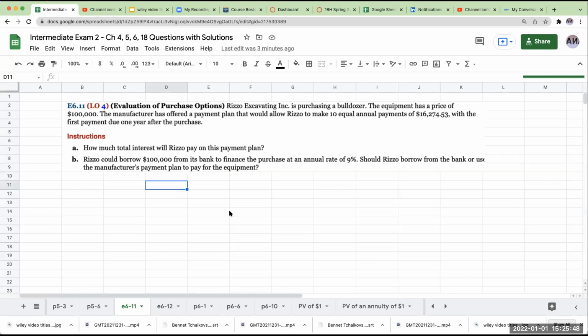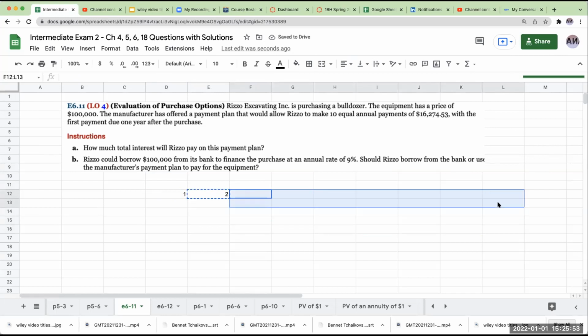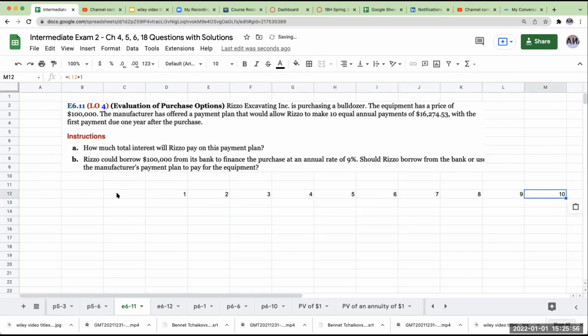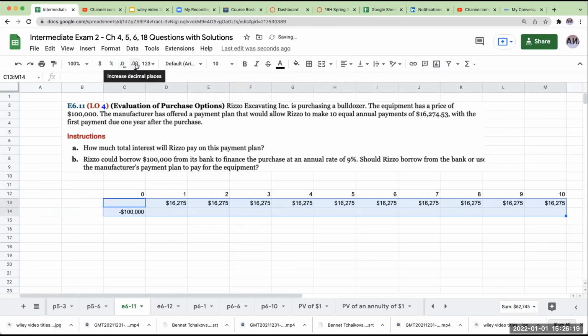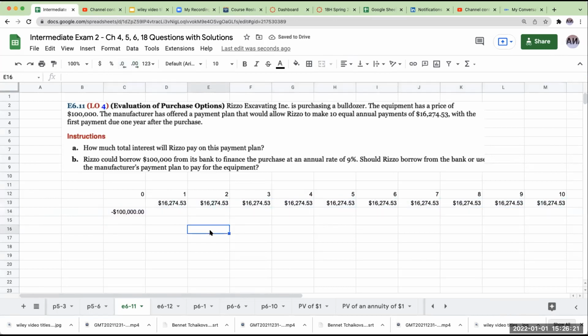If I have 10 payments, and my 10 payments are $16,274.53, so those are my 10 payments. And in year zero, if I'm paying out $100,000, what we call the internal rate of return is what makes the net present value equal to zero. What exactly does that mean?